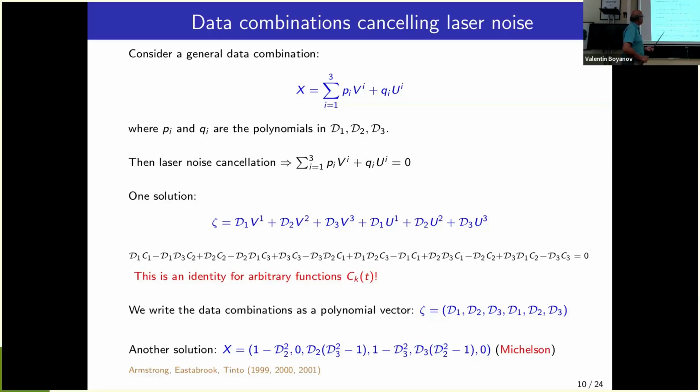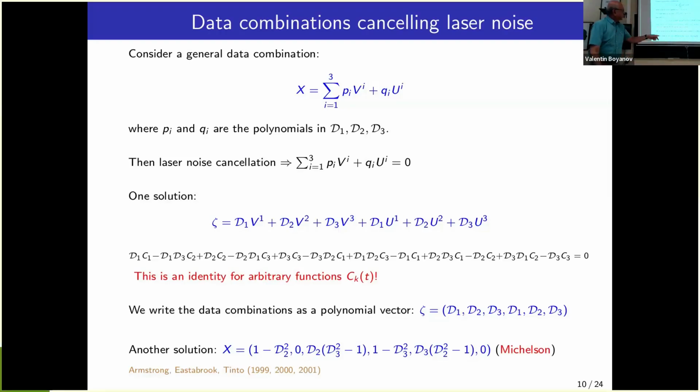So this is a solution for an arbitrary function, and we write it like a polynomial vector. These are 6 polynomials, but they are very simple polynomials, just D1, D2, D3. Another solution was given, again by Armstrong, Easterbrook, Tinto, around that time. It was called the Michelson. You leave out one of the arms of the interferometer, just take two arms. Then this is the combination which cancels the laser frequency noise.